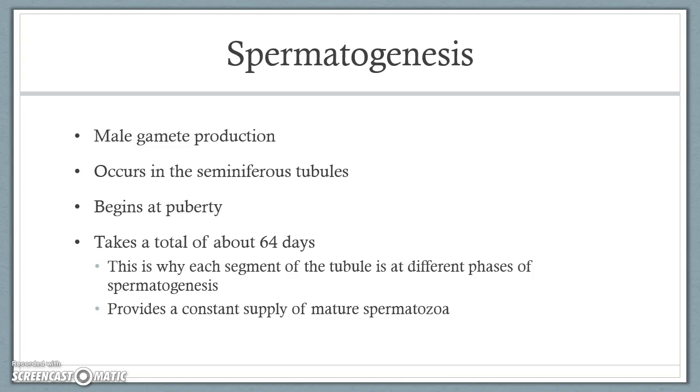If the entire length of the seminiferous tubules went through meiosis at the same time, a male would only be fertile every 64 days. However, each section of the tubule has cells in each stage of spermatogenesis to ensure a constant supply of mature spermatozoa, or mature sperm cells.